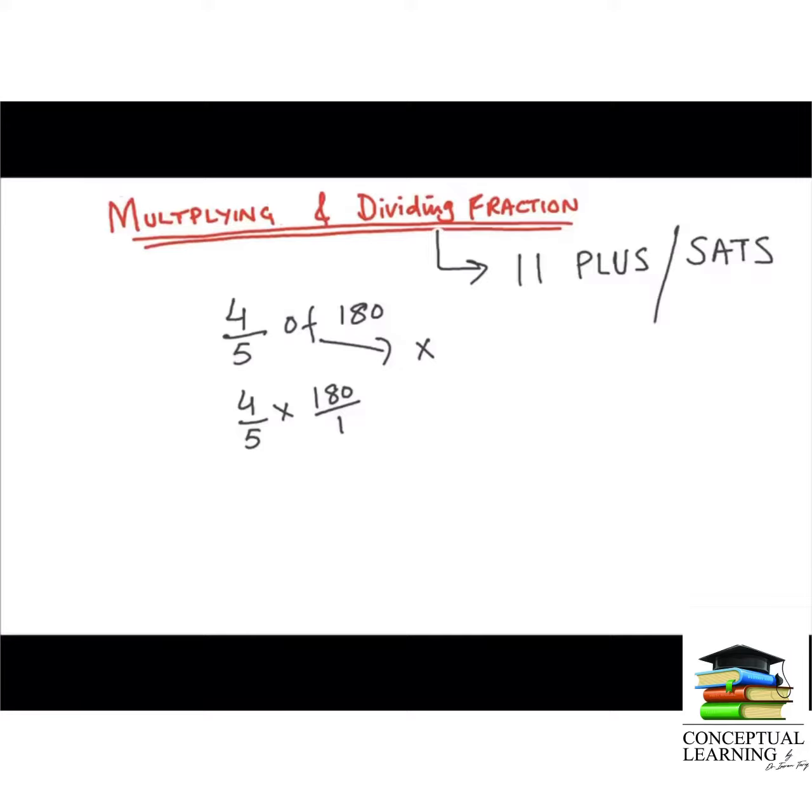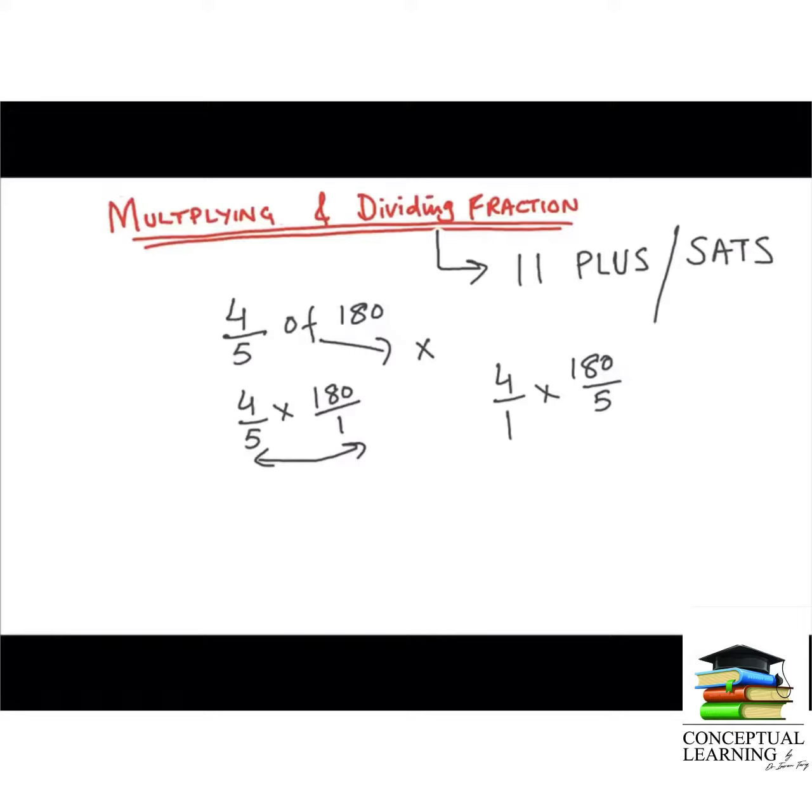Either you can change or swap the position of the numerator or denominator. So you can do one at a time. If you change the position of the numerator, you just change the numerator. Or if you change the position of the denominator, you just change the denominator. The benefit of changing the position of the numerator and denominator is you can easily simplify. So what I can do is change the position of the denominator. So I can write down 4 over 1 times 180 over 5.